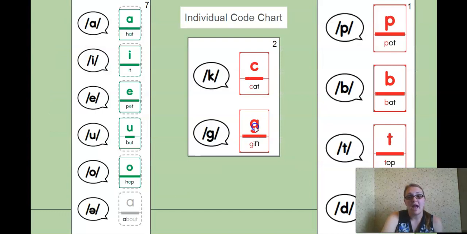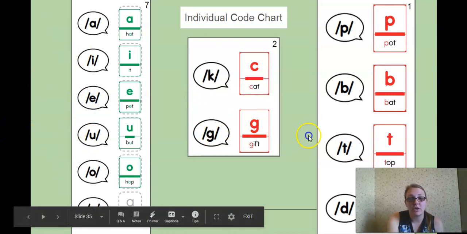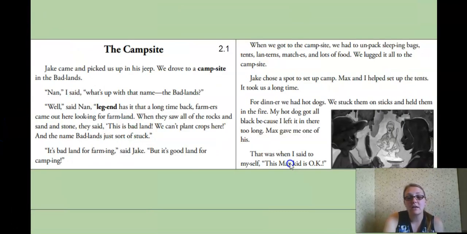And if you don't have it, here are the letter sounds we've done so far. Remember, vowels are in green, consonants are in red. Here's the story that we've read, if you need that to look at again.